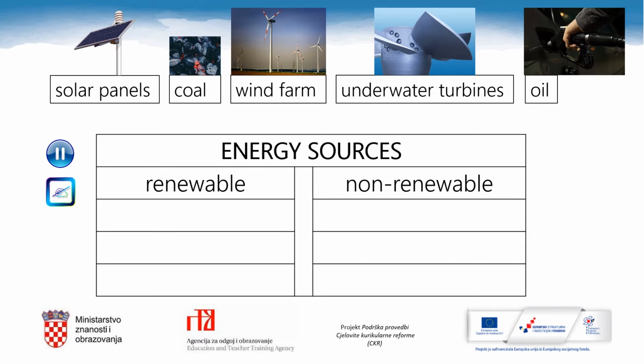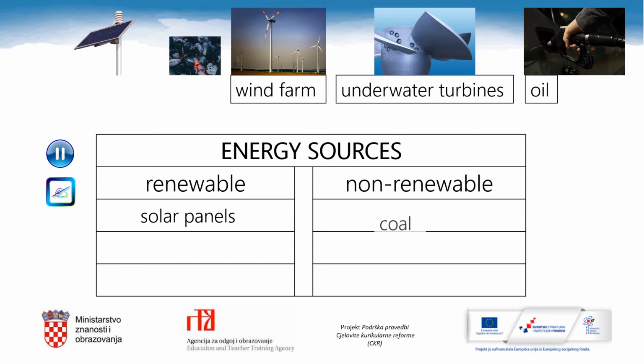Let's check your answers. Solar panels are renewable energy sources because they use the sunlight to produce energy, and we can always use the sunlight. Coal belongs to non-renewable energy sources because it is a natural source that is limited. Wind farm belongs to renewable energy sources because it uses wind to produce energy, and we can always use wind.